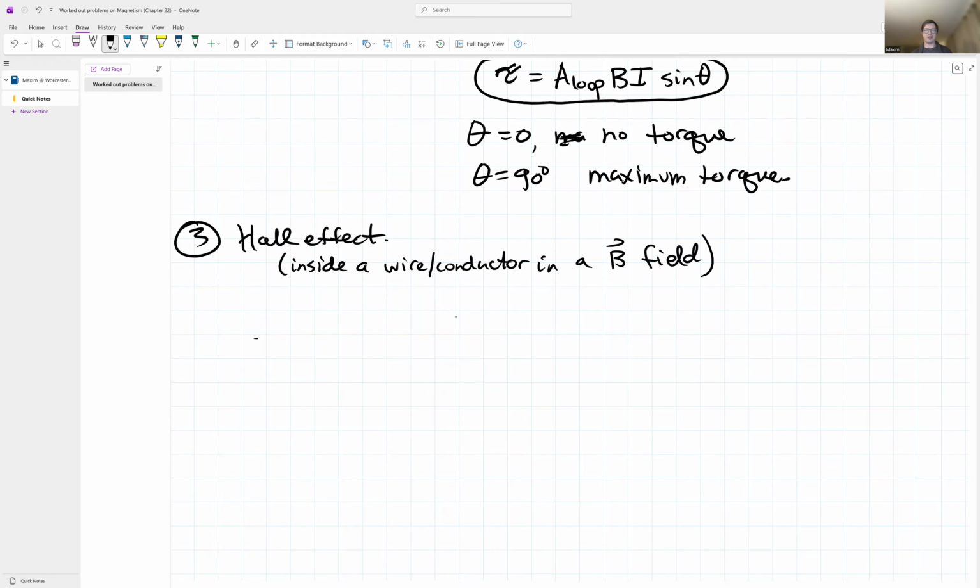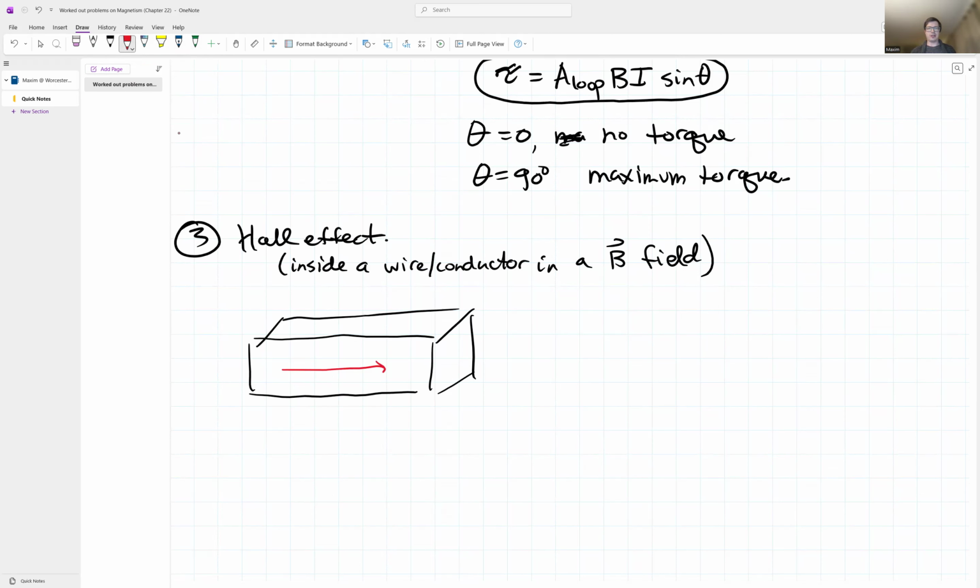So imagine you have a conductor that I'm going to draw as a little block like that. I'm going to put the current in there. Let's say the current is going this way. And let's say it's experiencing a B field that's coming out at us, out of the board. So there's a B field everywhere that's out of the board.